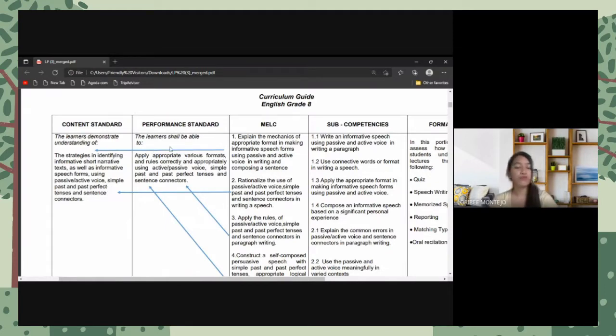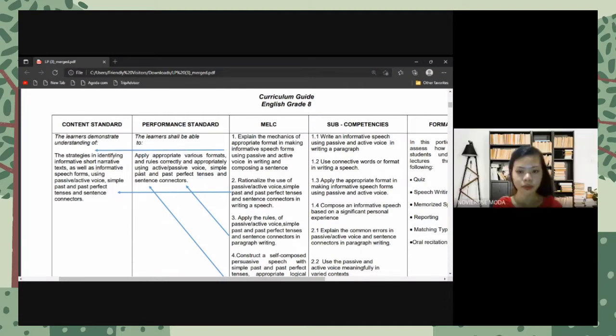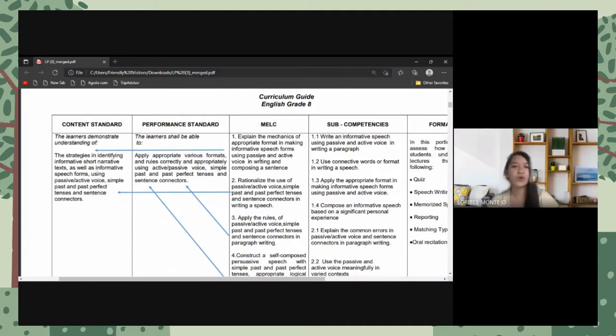While in our performance standard, the learners shall be able to apply appropriate voice formats and rules correctly and appropriately using active and passive voice, simple past and past perfect tense, and sentence connectors. So these two standards are connected to one another through informative text as well as extensive speech form. So now let's proceed to our MELCs.